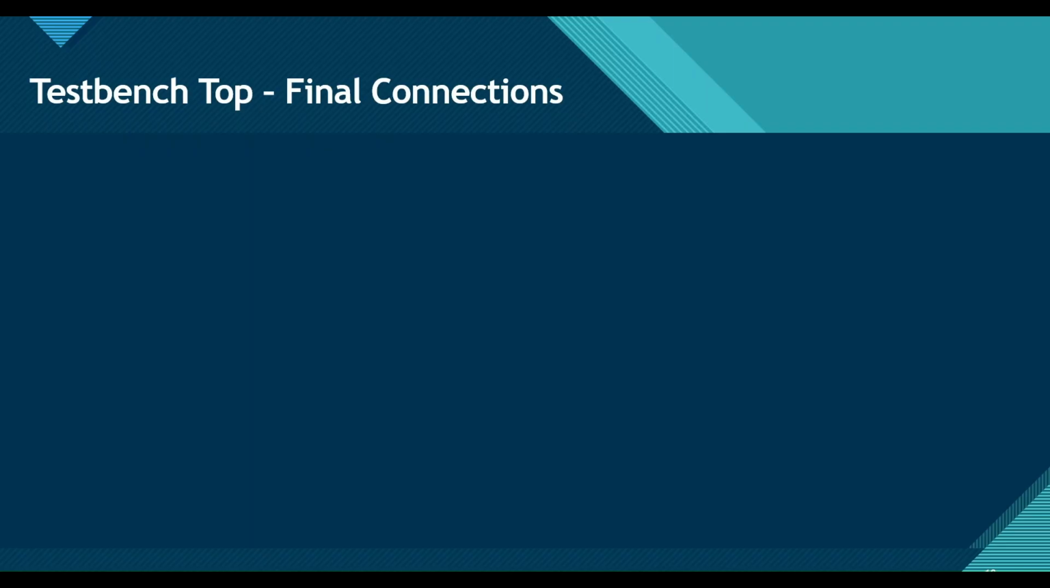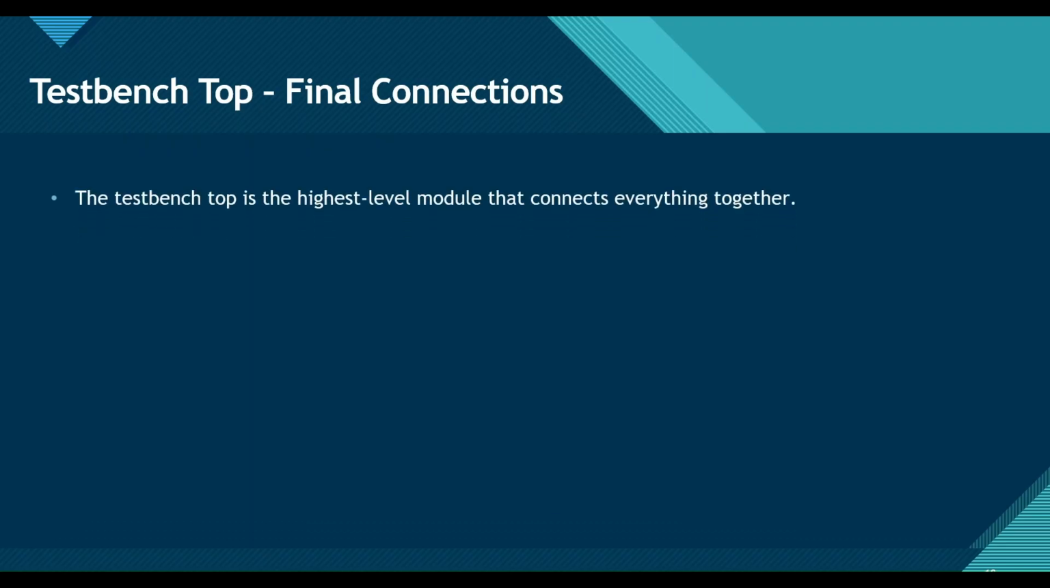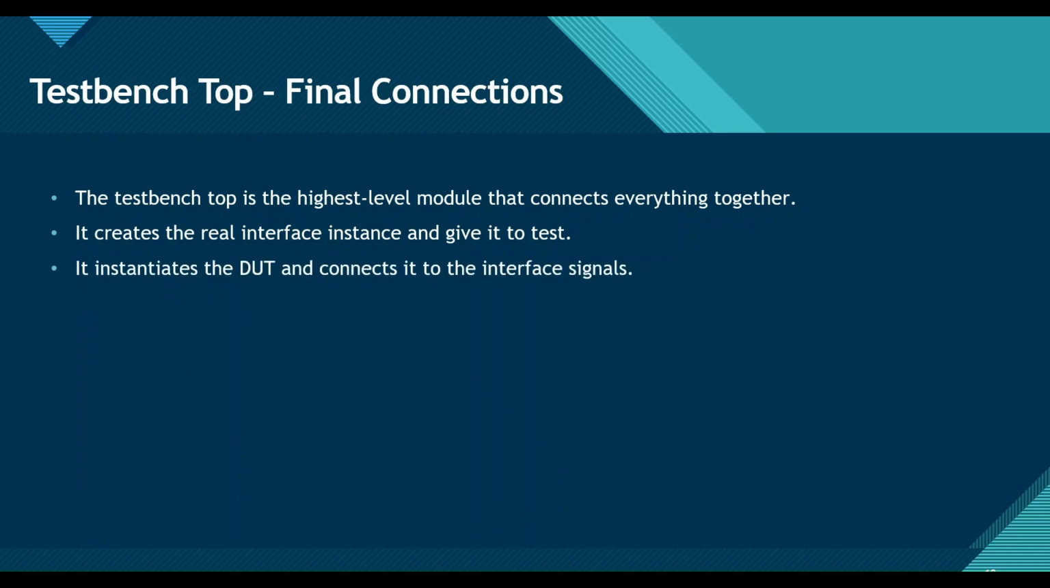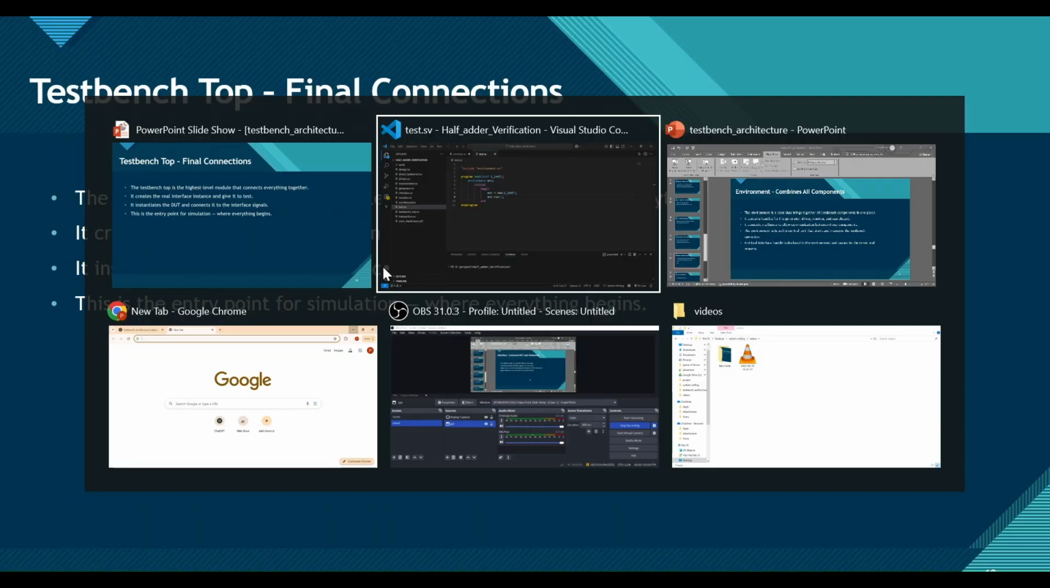Testbench top. The testbench top is the highest level module that connects everything together. It creates the real interface instance and gives it to the test. It instantiates the DUT and connects it to the interface signals. This is the entry point for simulation where everything begins. Let's see the code for the testbench top.